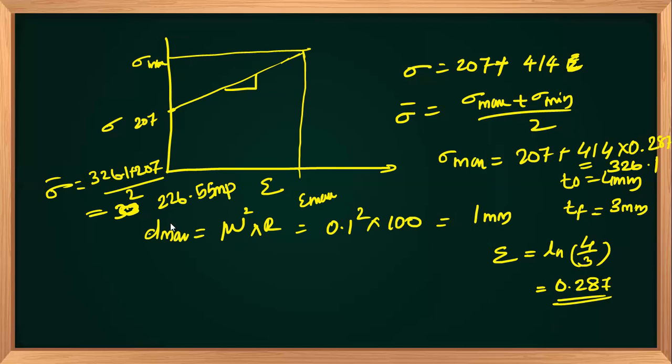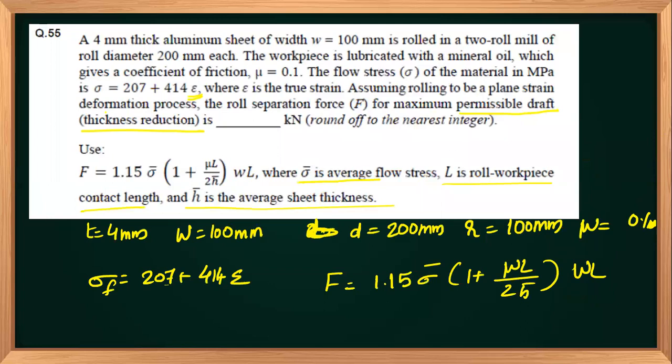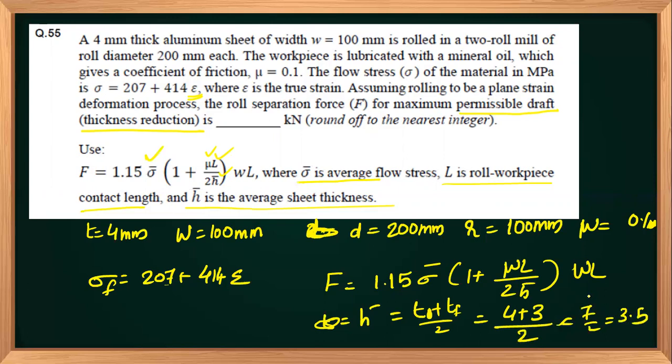Now it is very simple. The only thing is we know the flow stress. This is known. We know mu. We know L, and we know H bar. How much is H bar? It is saying the average thickness. H bar will be equal to T original plus T final divided by 2. Well, 4 plus 3 divided by 2, 7 by 2 will be equal to 3.5. So H bar is 3.5. Just put that in the equation.